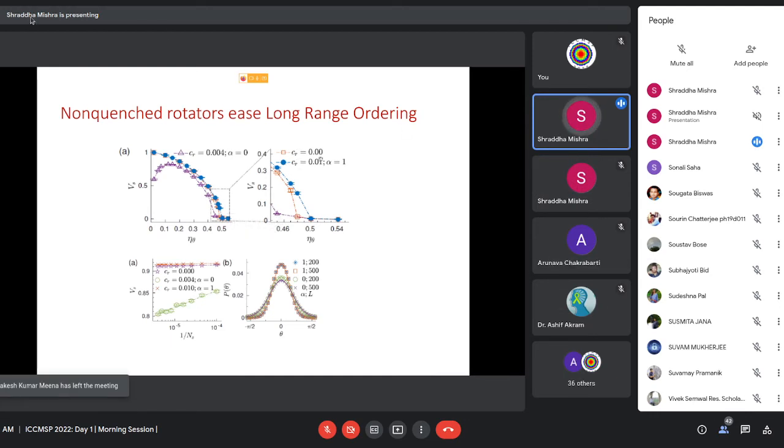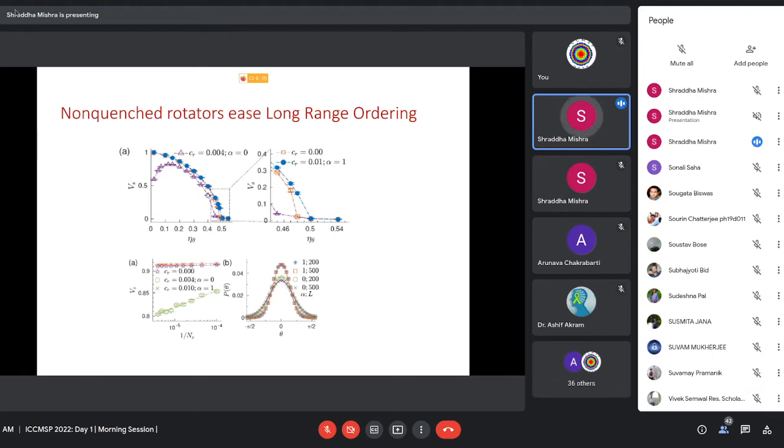But for finite alpha, or alpha equal to 1, when it is interacting with the non-quench rotators, alpha is finite, and with finite obstacle density, this blue circle and the red square, then there is a monotonic change.